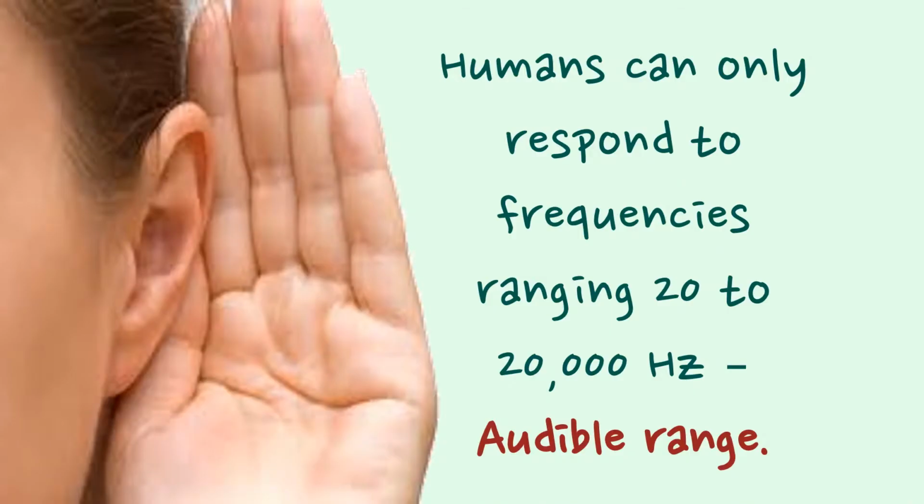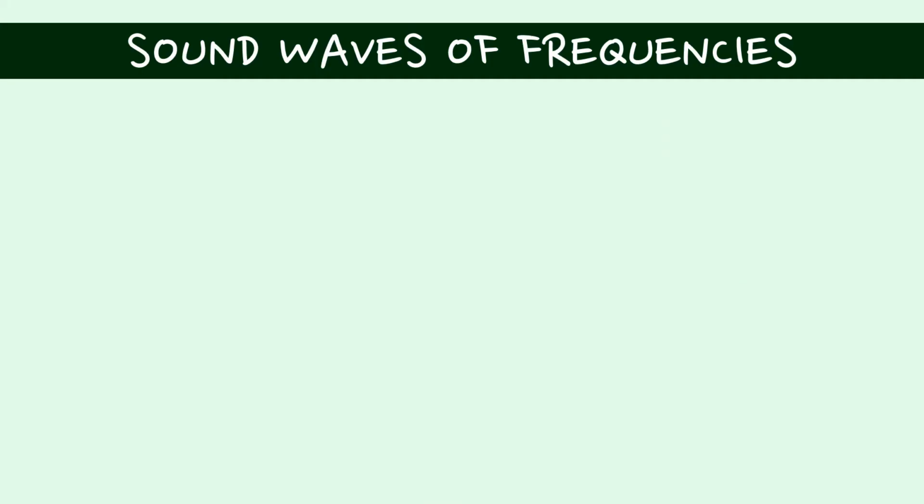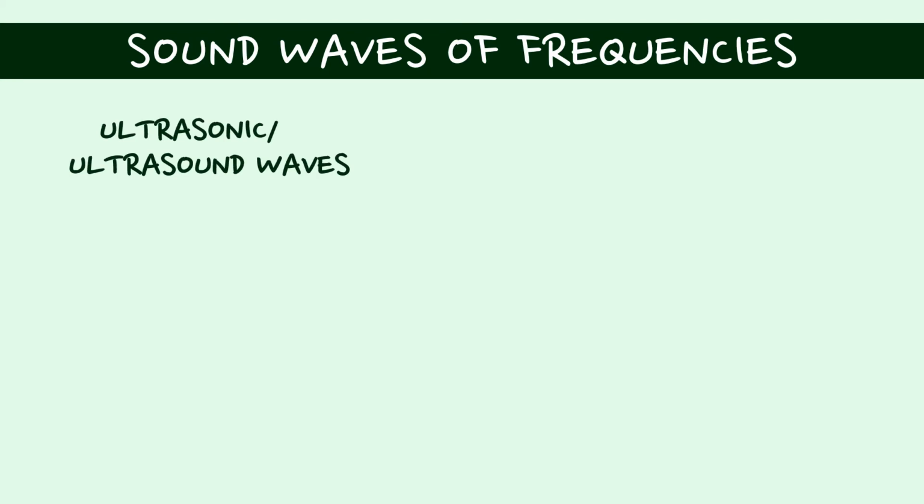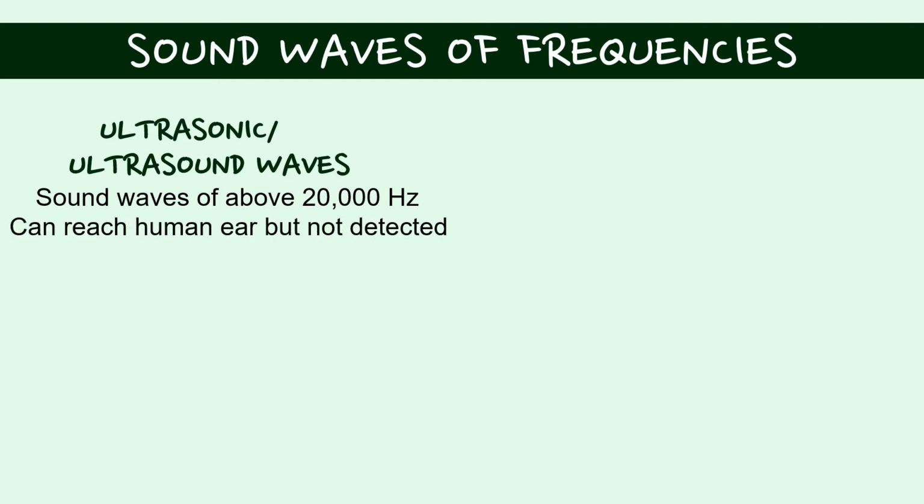As you notice, there are materials in vibration or in motion that we can even hear. That is because humans can only respond to frequencies ranging from 20 to 20,000 hertz. This frequency is what we call the audible range. There are different frequencies of sound waves. First is the ultrasonic or ultrasound waves. These are sound waves above 20,000 hertz, so they can reach the human ear but are not detected.